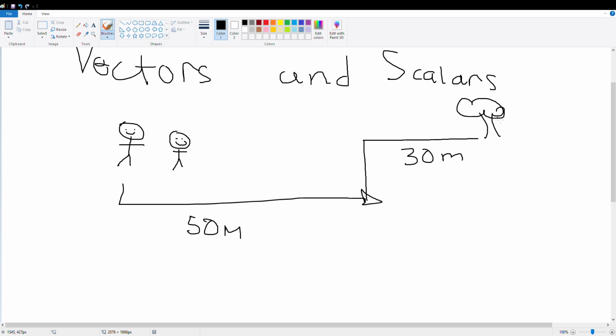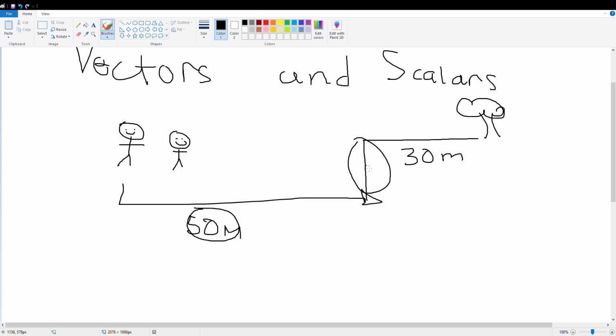Now, in these directions, we've used two types of quantities. Some just have a number, like the 50 meters right here, and others have both number and direction, like here when he said turn left. These two types of quantities are what we call vectors and scalars.